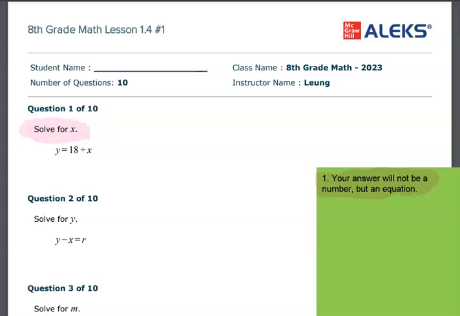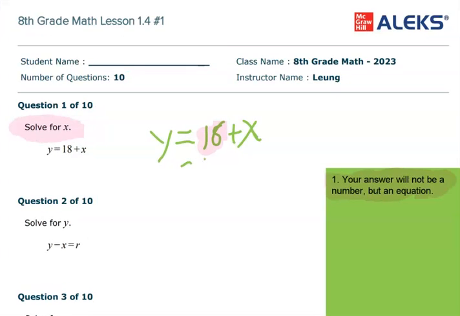So in this example here, y equals 18 plus x. What we're going to get is understanding that the only thing we have to do is move this 18. And let me fix this x here. And we move it just like what we would do any other problem. We move it by subtracting. We see that 18 is positive, so we're going to minus 18.